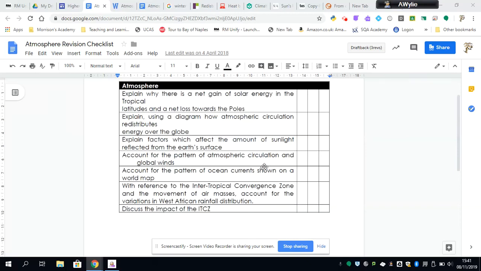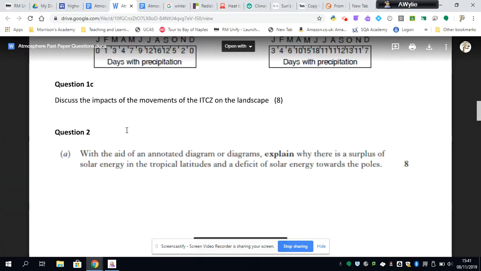Okay, in this tutorial, I'm going to help you answer an exam question that deals with this area of knowledge. This is the revision checklist for atmosphere. And I'm going to specifically help you answer a question that relates to using diagrams to explain why there is more heat in the tropical areas, or more solar energy, and less towards the poles.